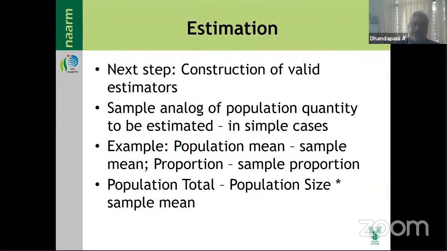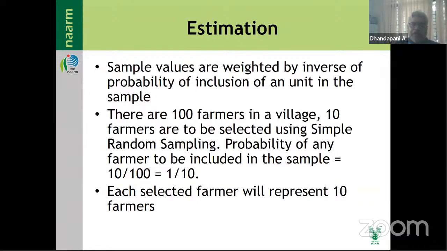But in case of a stratified design or multi-stage, you'll have to build up stage by stage. Basically, each sample value will be weighted, we have to use a kind of weighted mean, and that weighting is the inverse of the probability of inclusion of a unit in the sample. What happens in simple random sampling is that it is a very simple quantity. So it becomes easy, and it results in the sample mean for the population mean.